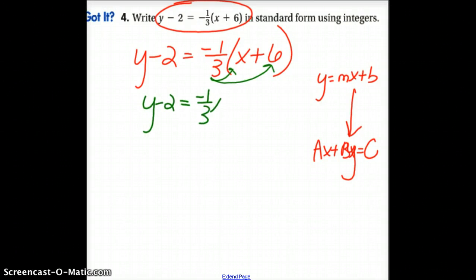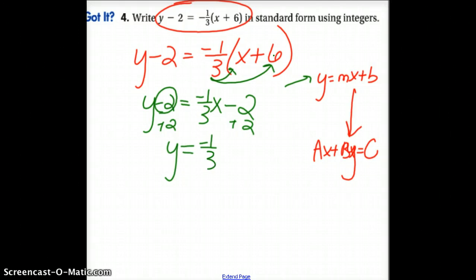Negative 1/3 x. Negative 1/3 times 6 is negative 6 over 3, or minus 2. Now, it's almost in this form. I just need to get rid of this minus 2. So I'm going to add 2, y equals negative 1/3 x. Negative 2 plus 2 is 0, so I don't have to write anything.